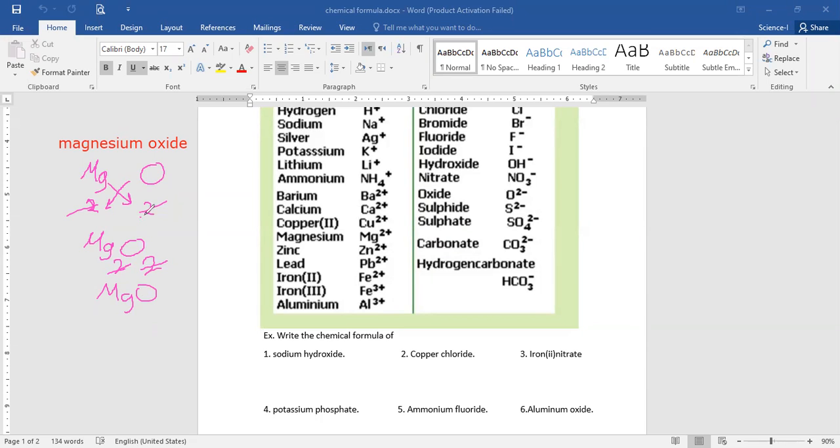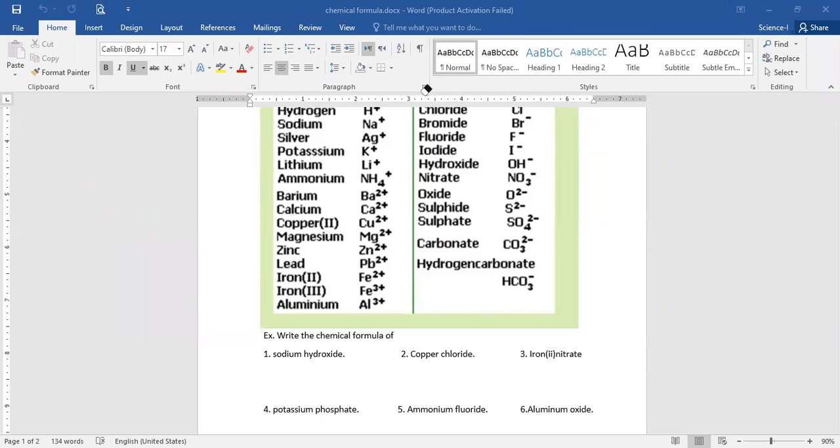But if we have 2 different numbers that I cannot divide, for example, like the previous example, iron Fe3 and oxygen O2, so it will be Fe2O3. In that case, could I simplify? No. Okay, you get the idea? Yes, Mr. Thanks. Okay. So here, guys, like this. Let's go back to the next one.